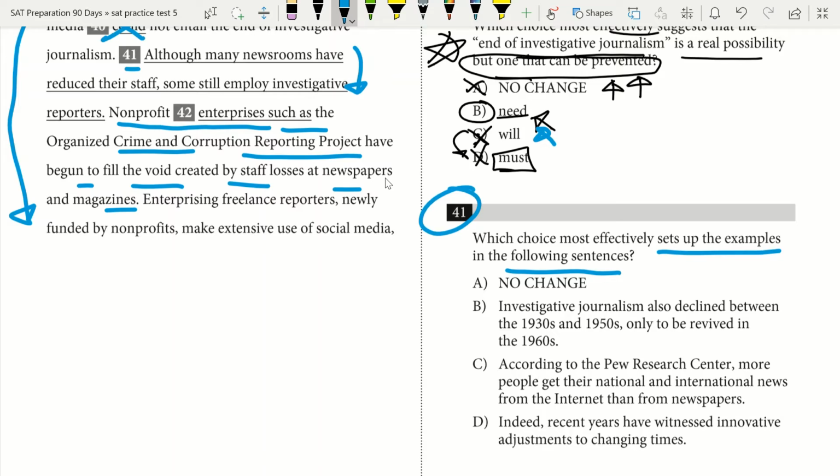If you were to take out "such as the Organized Crime and Corruption Reporting Project," then you would be changing the meaning of the sentence, because in this case it is restrictive. So if it's restrictive, you want to have no punctuation before or after "such as," but if it is non-restrictive, you would want to have a comma before "such as."